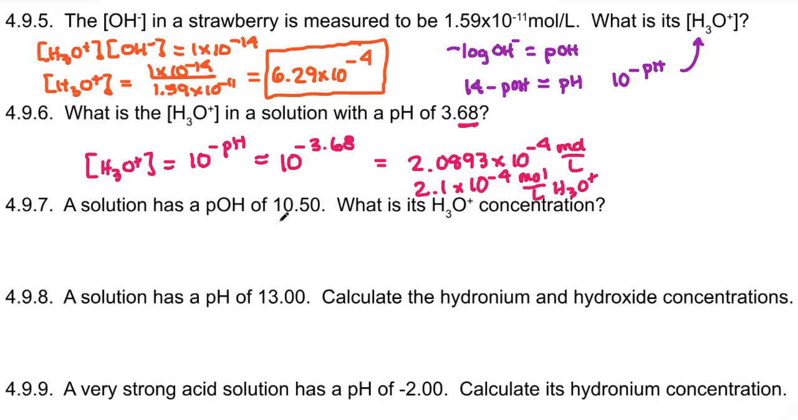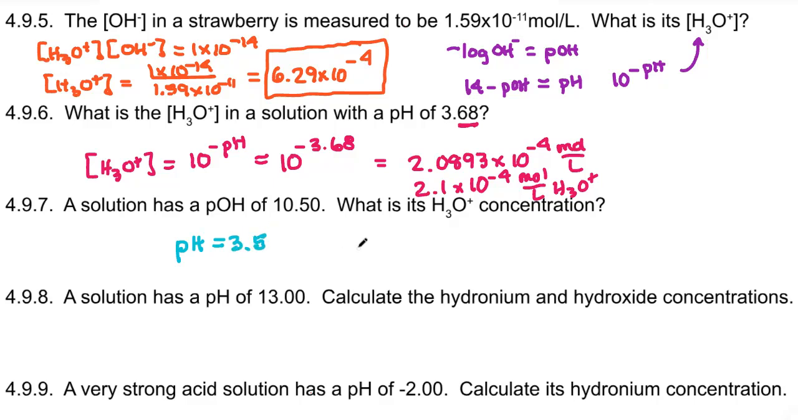Okay, pOH of 10.5. Two ways we could solve. One way we could solve this is we could do 10 to the minus pOH and get the hydroxide concentration, and then do this thing and get the H3O. But what I feel will be easier is we can get the pH by doing 14 minus 10.5.